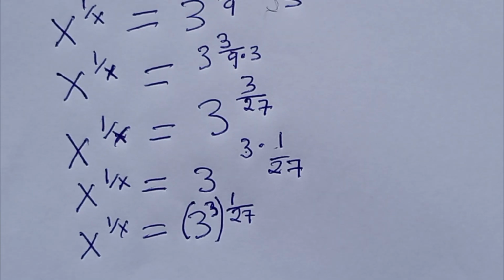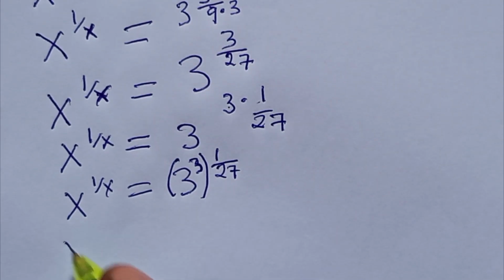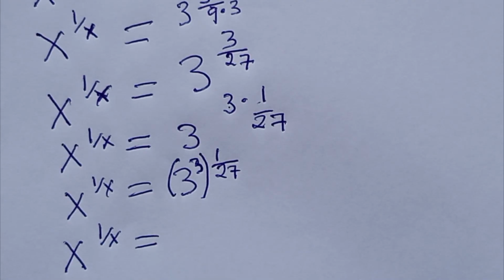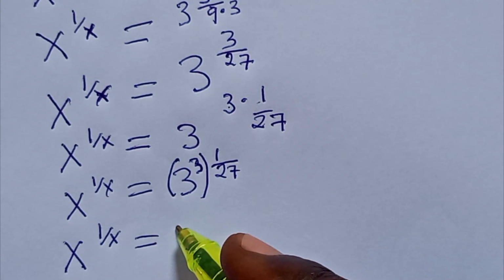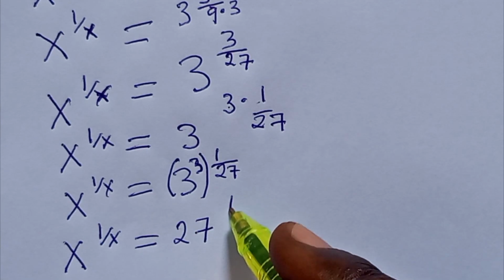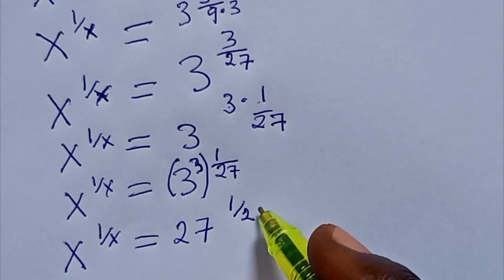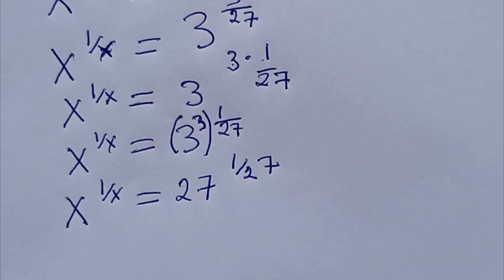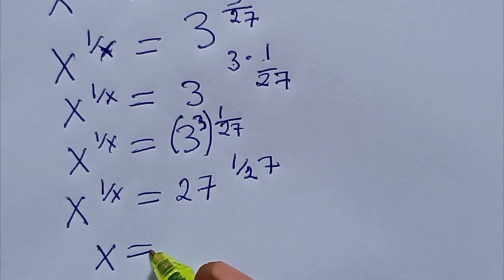So if we can write this in this form, remember that when we have x to the power 1 over x, it is equal to 3 to the power of 3, that is 27, to the power of 1 over 27. But carefully observing and comparing the left hand side and the right hand side, we can confidently say that our x is equal to 27. Hence our answer is 27.